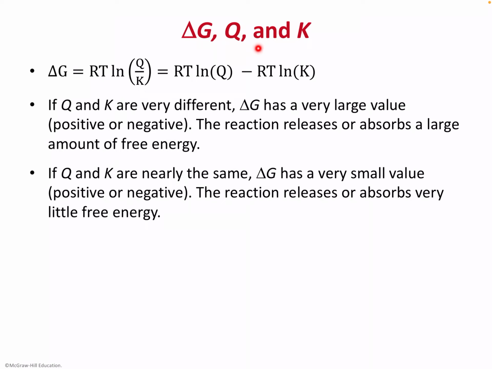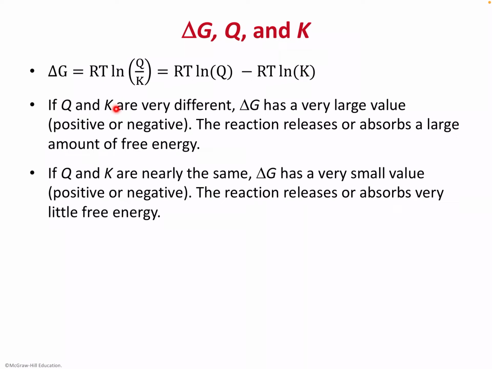Delta G, Q and K. We can relate delta G, Q and K with this equation: delta G equals RT ln Q over K. In other words, since this is a division, we can expand it: RT ln Q minus RT ln K.